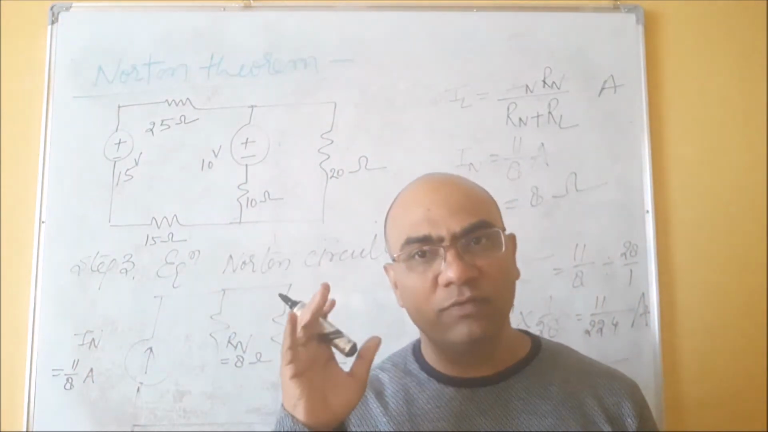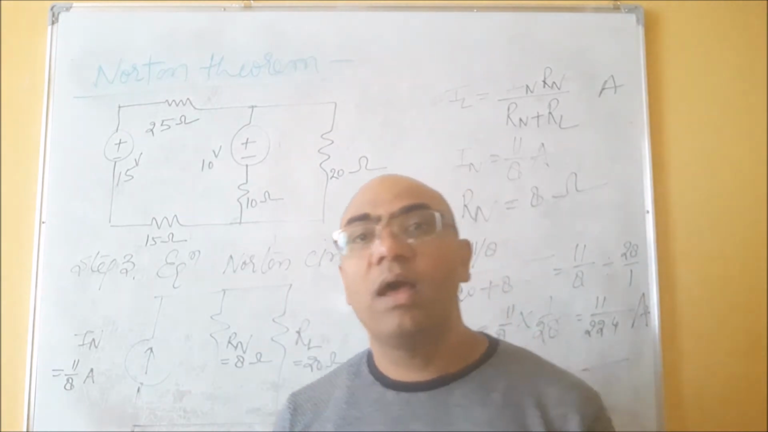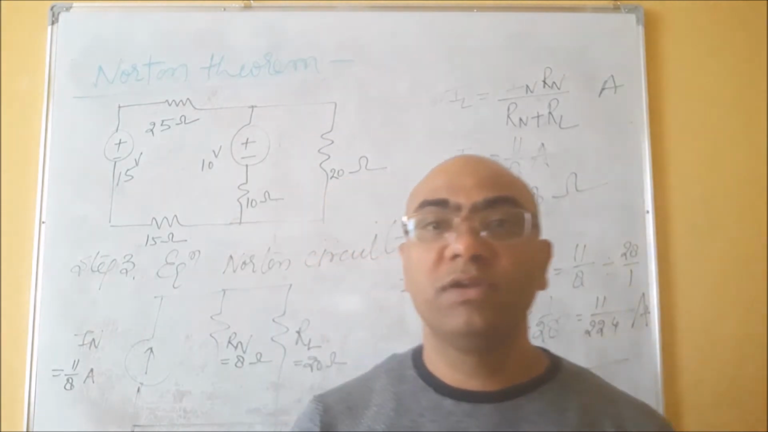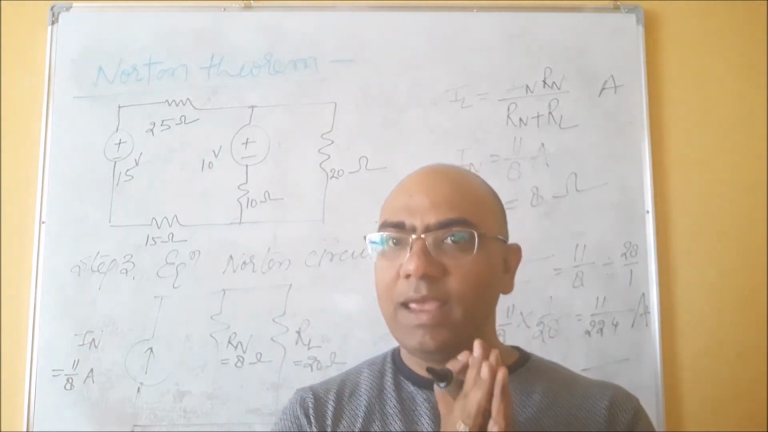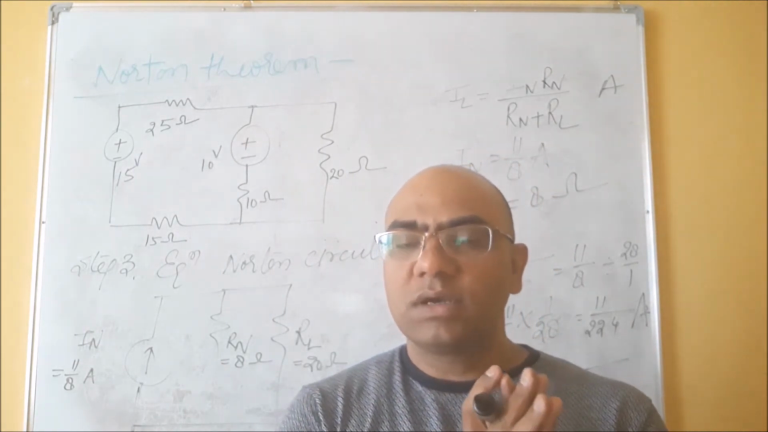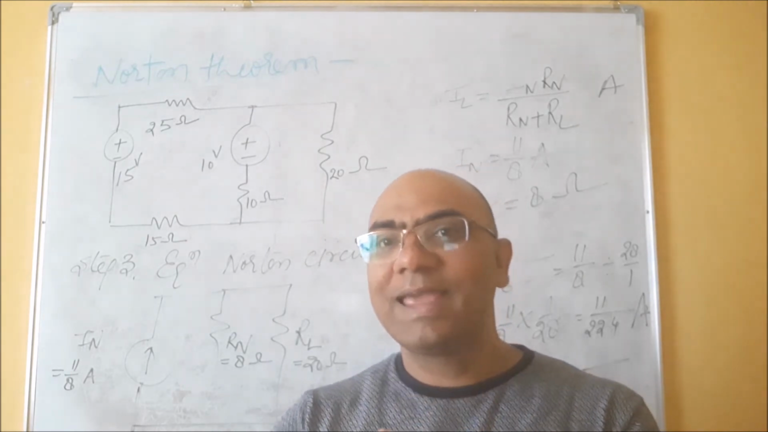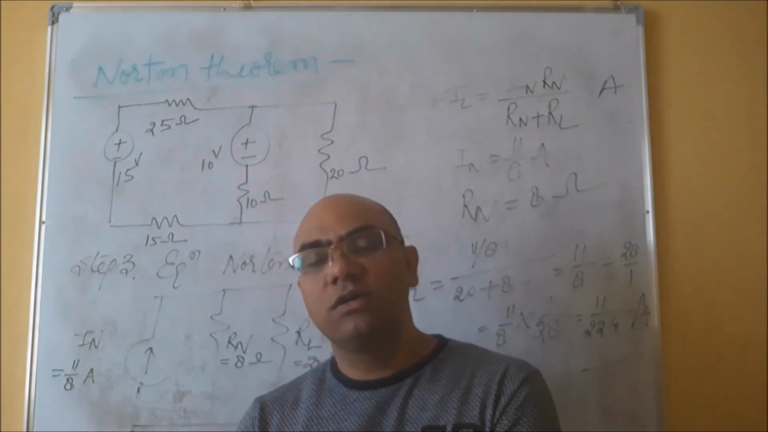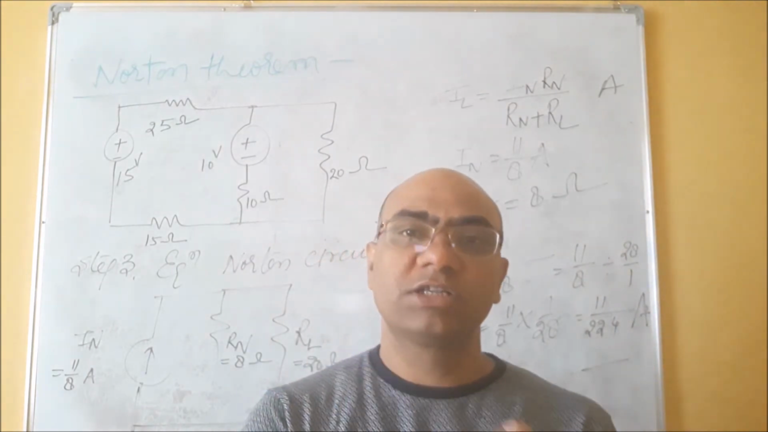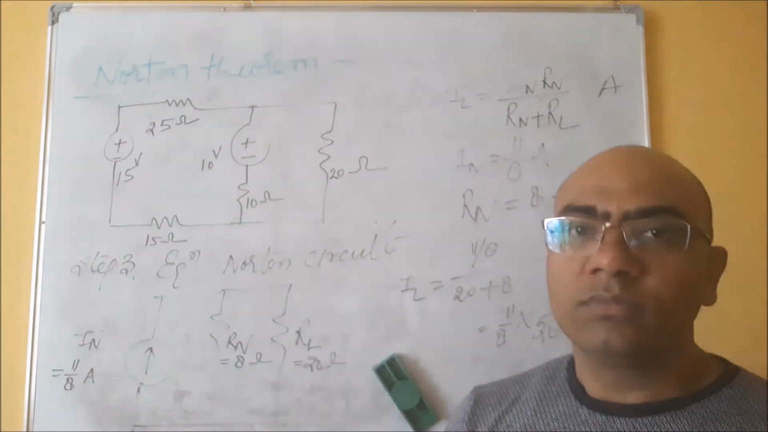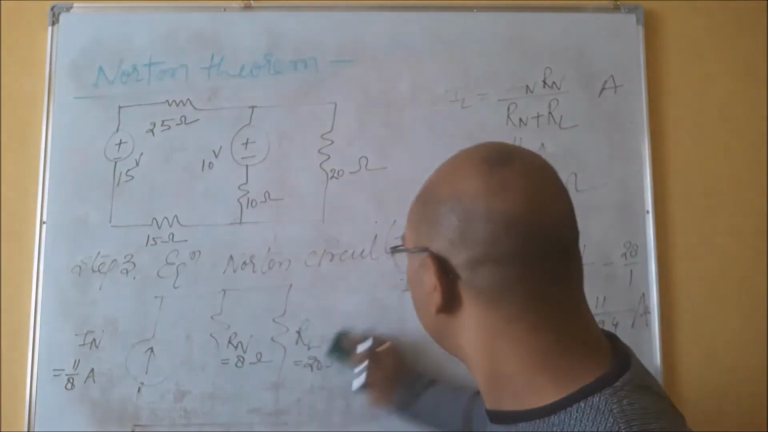After getting the knowledge of Norton theorem in this lecture and knowledge of Thevenin theorem in the previous lecture, if you draw a conclusion, then you can say any Thevenin circuit can be transferred to a Norton circuit, and any Norton circuit can be transferred to a Thevenin circuit. How can we do this?